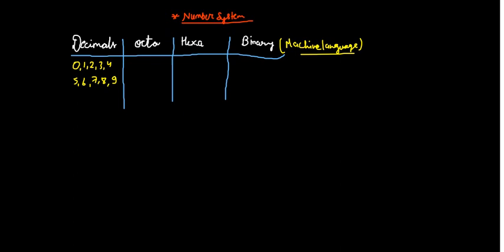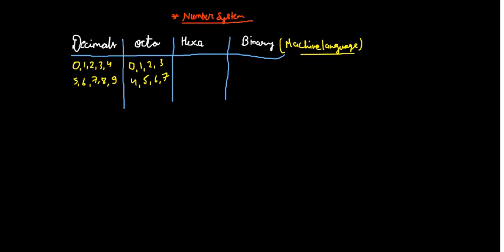Let's understand that first. So it's 0, 1, 2, 3, 4, 5, 6, and 7. So here are the 8 numbers. Remember, the 0 is counted as the first number. That's why it's 8 numbers. And same for the decimal. That's why it is counted as 10 numbers.